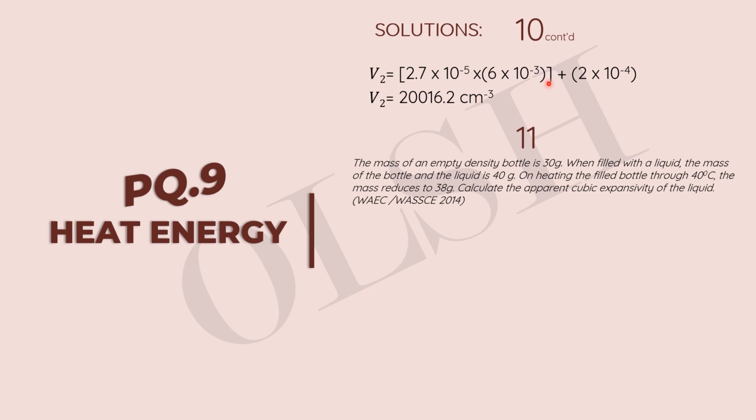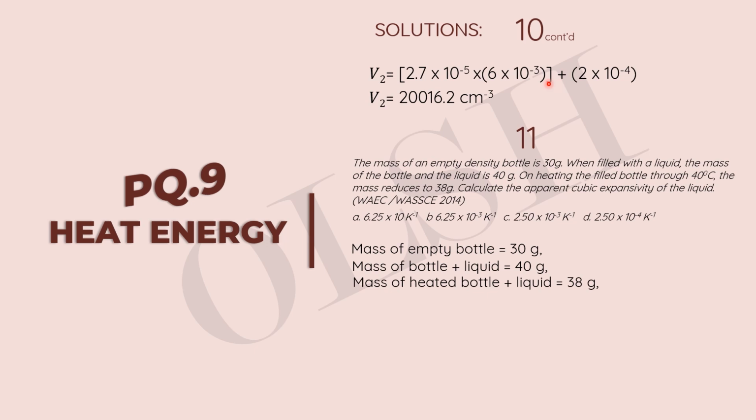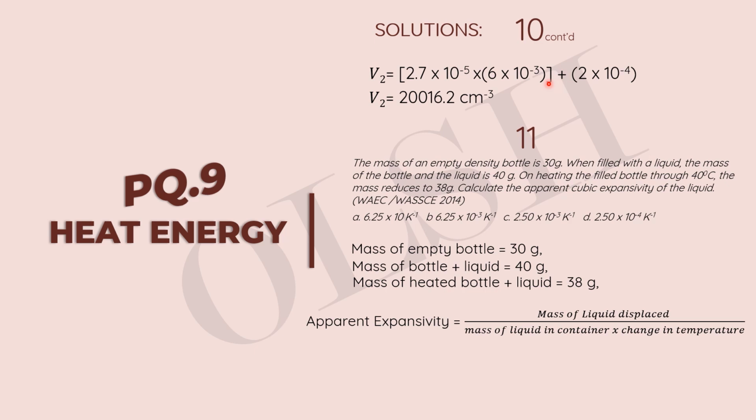So number 11, we have the mass of an empty density bottle is 30 grams. When filled with a liquid, the mass of the bottle and the liquid is 40 grams. On heating the filled bottle through 40 degrees Celsius, the mass reduces to 38 grams. Calculate the apparent cubic expansivity of the liquid. Okay, so let's bring out our parameters. We have the mass of the empty bottle, the mass of bottle plus liquid, and the mass of heated bottle plus liquid. And we know from our class that apparent expansivity is mass of liquid displaced over mass of liquid in container times change in temperature.